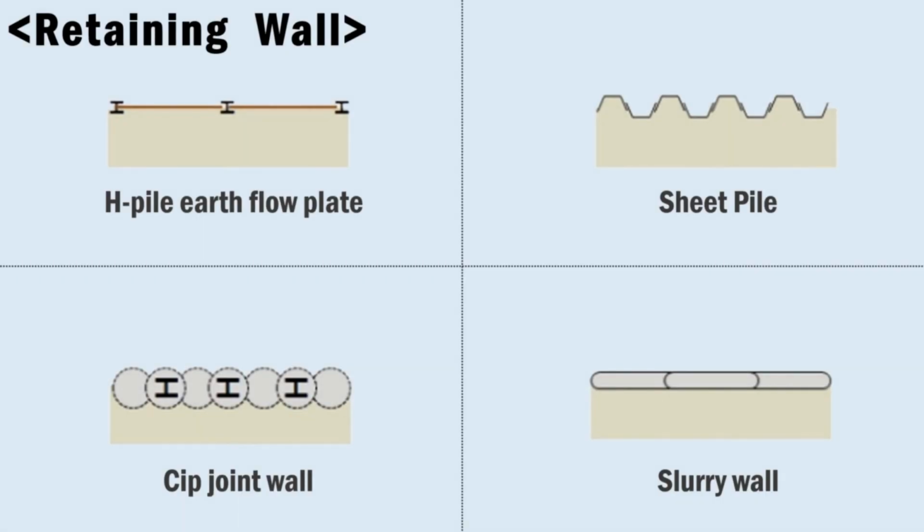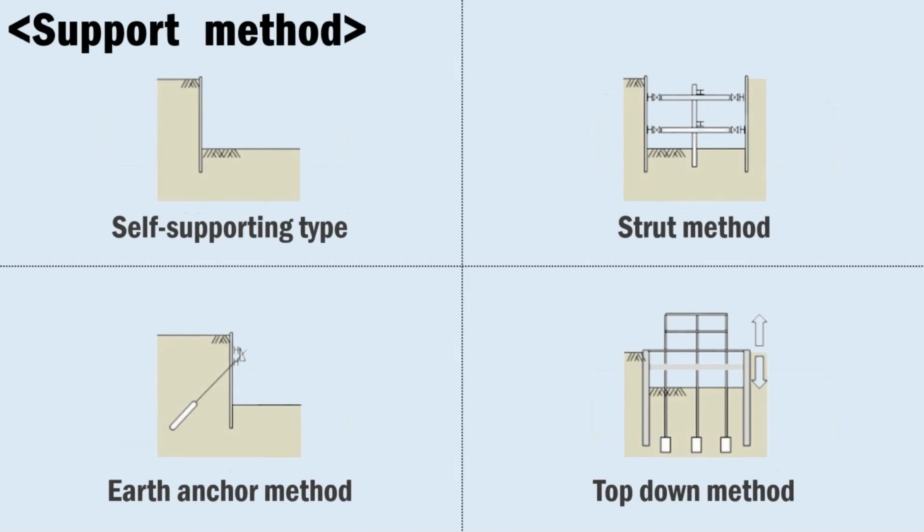Classification of earth retaining walls includes the H-pile soil plate method, sheet pile method, CIP joint wall method, slurry wall method, etc. Classification of support methods includes the self-supporting method, strut method, earth anchor method, top-down method, etc.